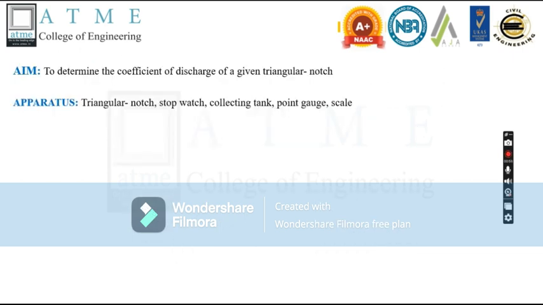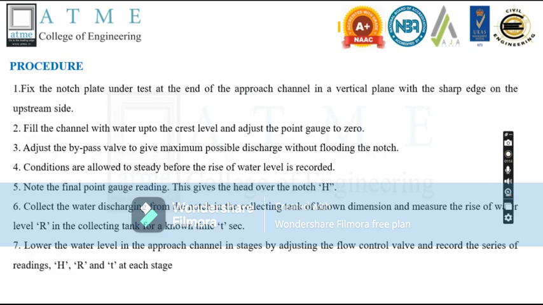The main objective or aim of the experiment is to determine the coefficient of discharge of a given triangular notch. The apparatus required are triangular notch, stopwatch, collecting tank, point gauge and scale. The experimental procedure is as follows.